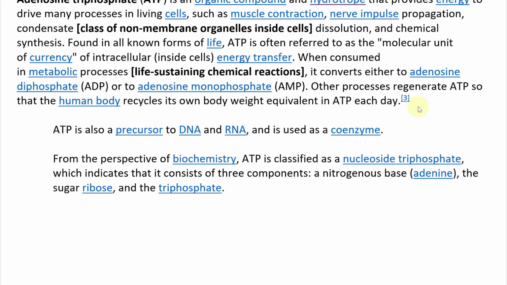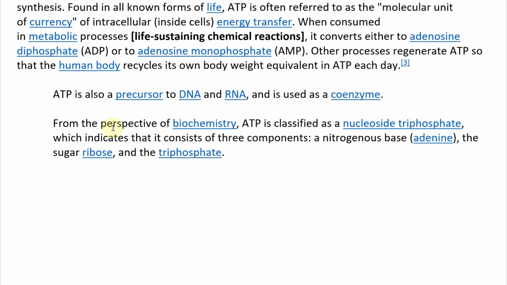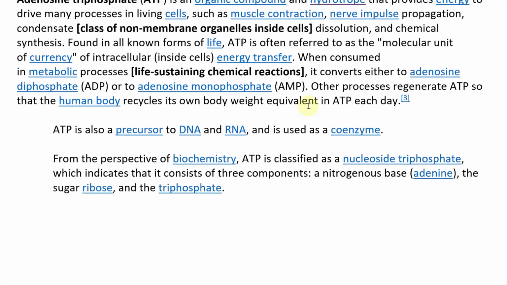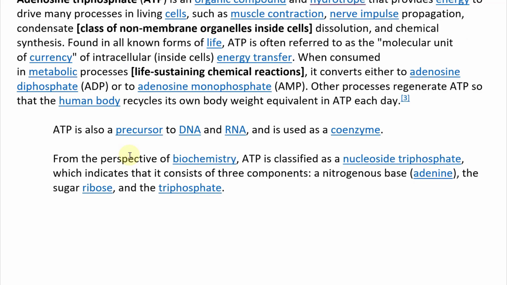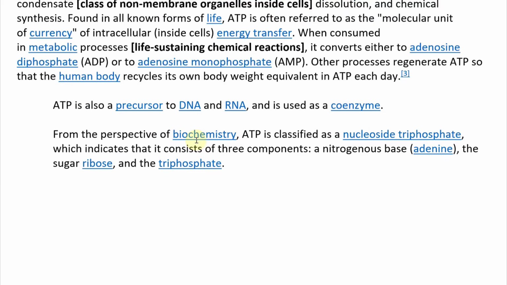Other processes regenerate ADP, so that the human body recycles its own body weight equivalent in ATP each day, which is quite amazing if you think about that. That's about 150 pounds of ATP being recycled constantly every day. ATP is also a precursor to DNA and RNA and is used as a coenzyme. Notice that it has the triphosphate, and di or monophosphate.